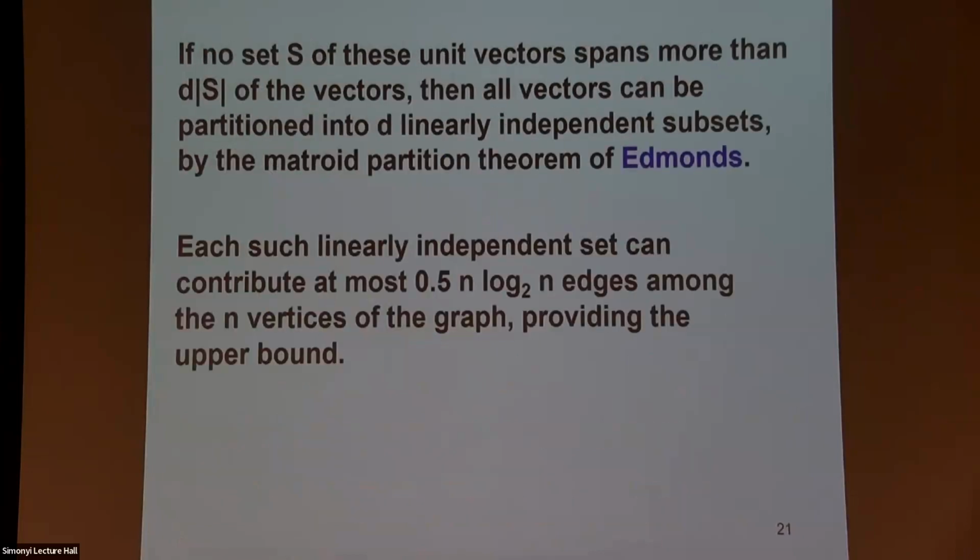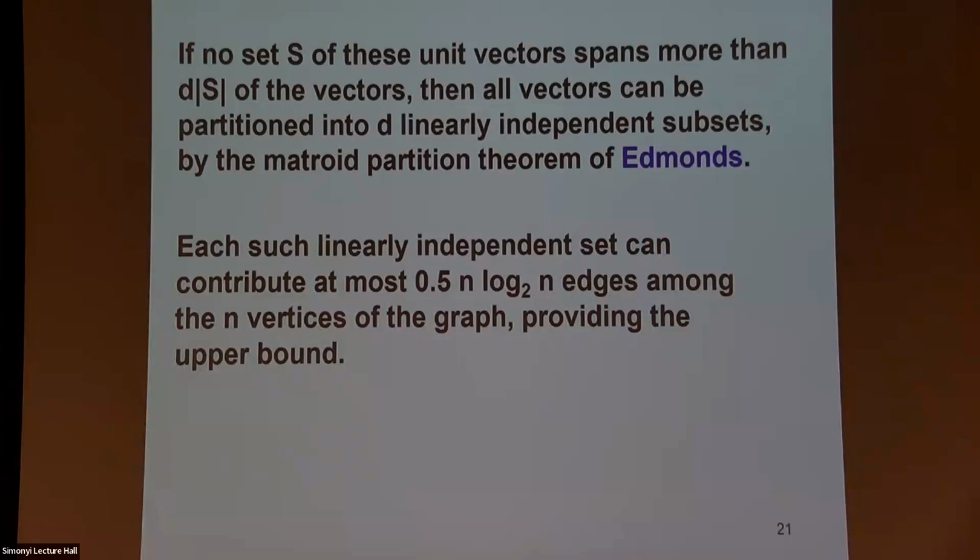And then just a few words about the Edmonds theorem. So we have this graph that has the distinct unit vectors that appear there as unit distances. And if no set S of these unit vectors spans more than D times S of the vectors, then all the vectors can be partitioned into D linearly independent subsets by this matroid partition theorem of Edmonds. So this holds for any matroid, but in particular for the linear matroid.